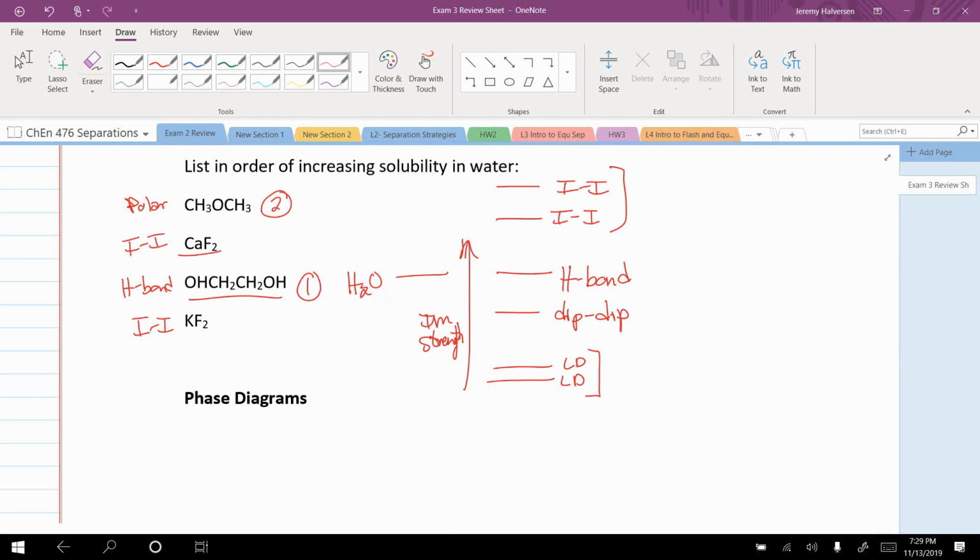So first I look at what? Charges. I've got a 2 minus, 2 plus, and a 1 minus, and a plus 1 and a minus 1. So what's better? Potassium fluoride. Sorry there's typos on this, but you'll be fine.